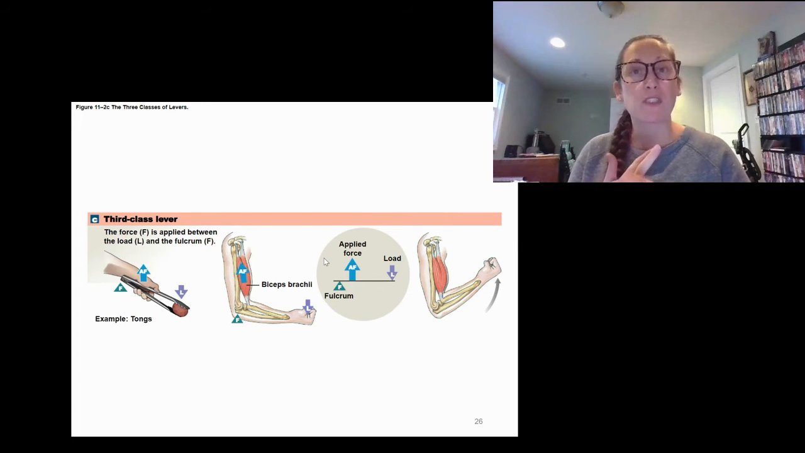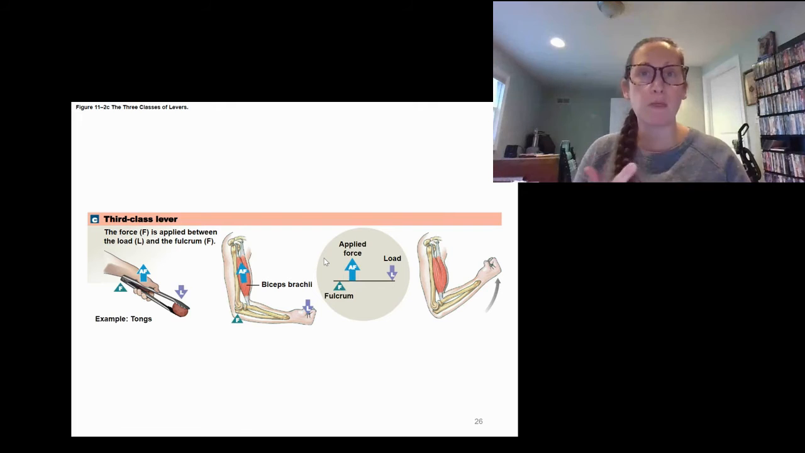The purpose of having different types of levers is to either change the speed or the amount of force that's being able to be exerted. And that the most common type of lever we are going to encounter in the body is going to be third class.